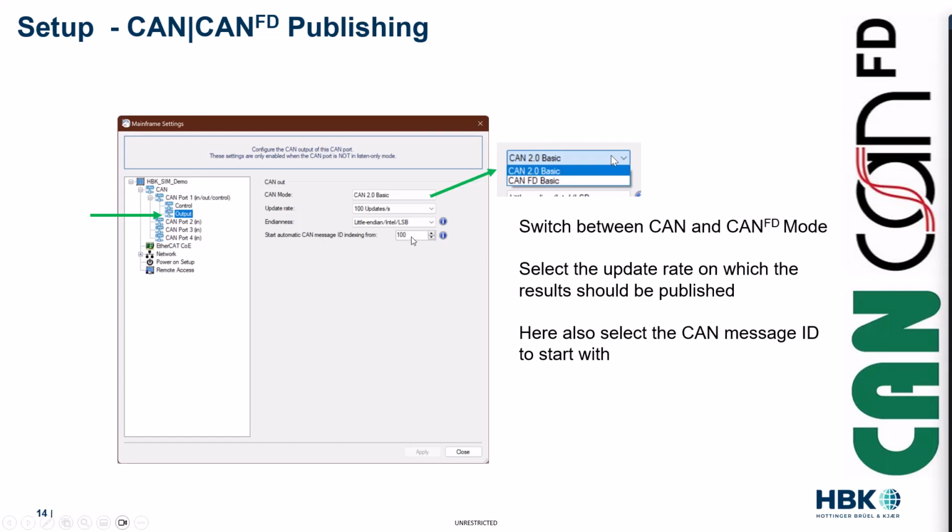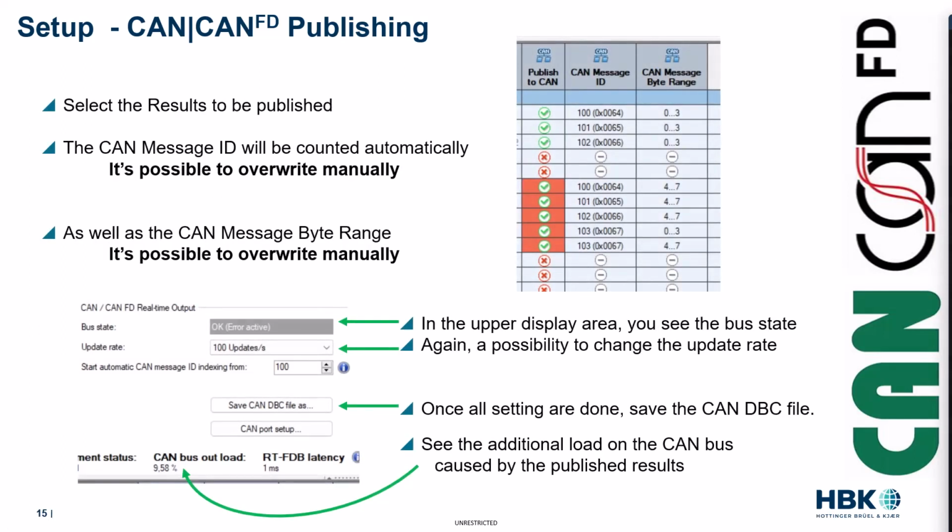As well, you can here select the start ID for CAN messages. If you have done that before you start selecting your CAN messages, they will start with this CAN ID automatically. As you can see here, I started with 100. That was because I selected 100 as start ID, and it is filled automatically. But if you want to change it, you can override it manually.